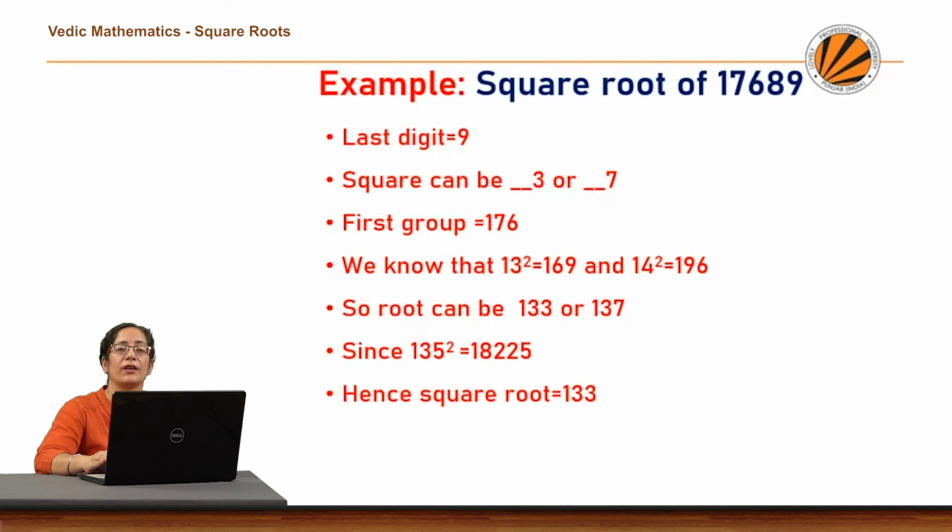So out of these, to choose the right one, I will again take 135 square, and in solving it I got 18225, again 13 into 14 followed by 25. When you do this, you can see the number is 18225, which is more than the given number. So out of 133 and 137, the answer is 133, right?